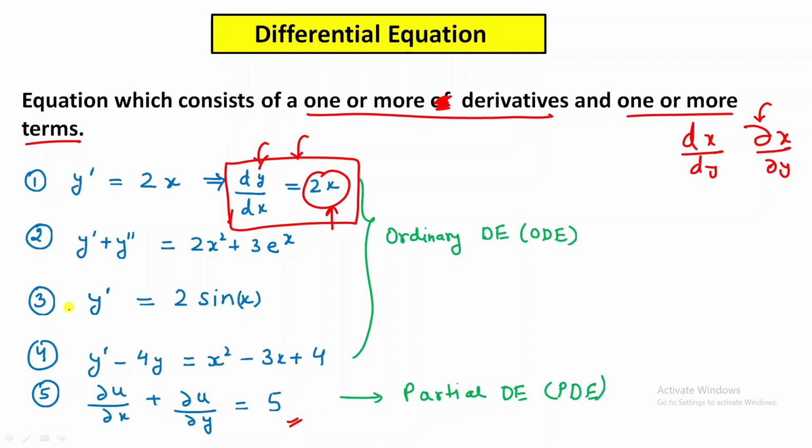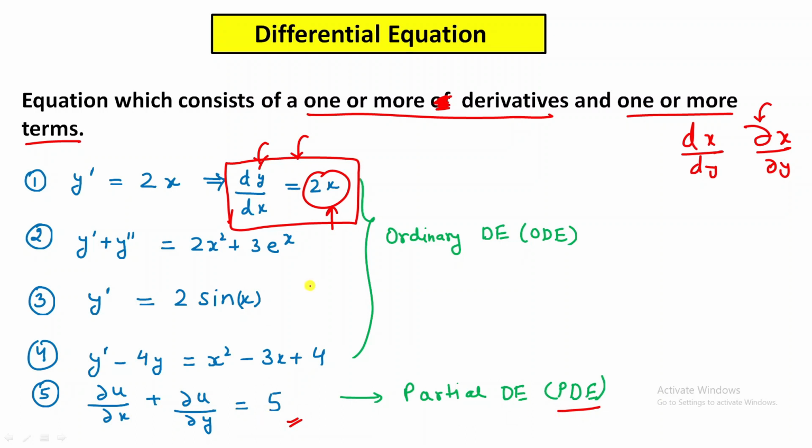Now all these first four equations are ordinary differential equations, because they all involve ordinary derivatives. But in this fifth example, these are partial derivatives. So an equation which involves partial derivatives is known as a partial differential equation. But all are differential equations.